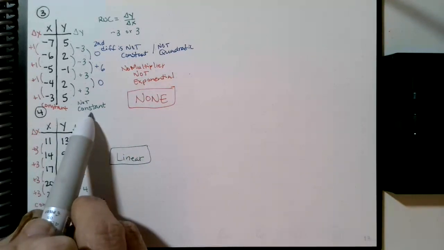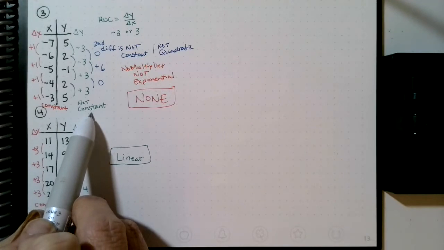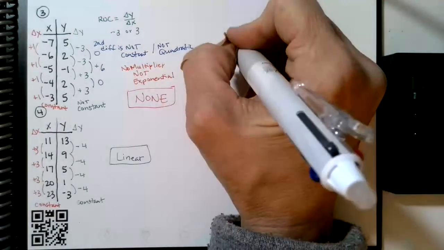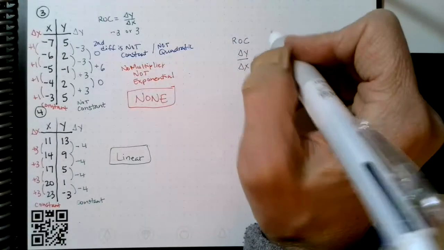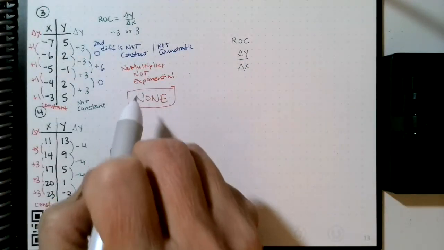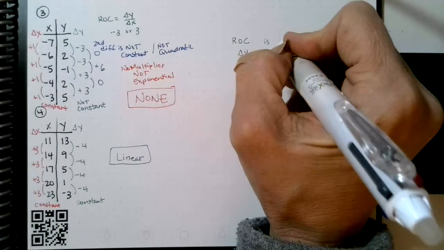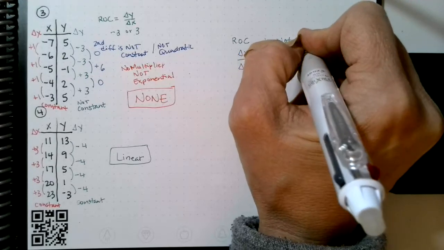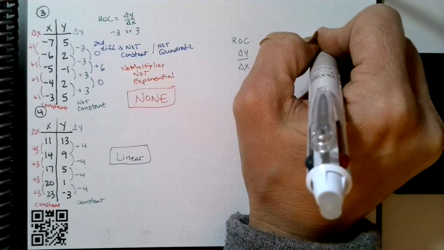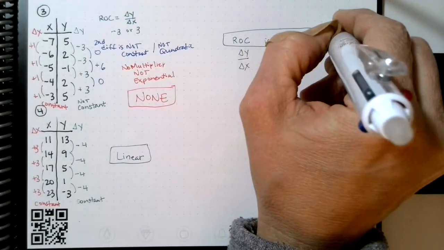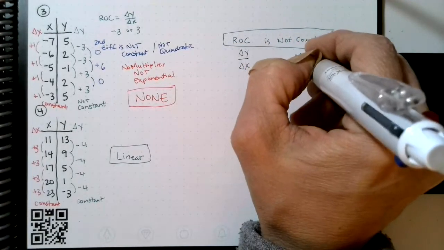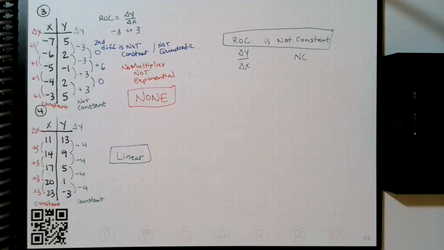So once you see that this is not constant, you can go through and look at the rate of change, being the change in y over the change in x. You can look at each individual one of -1, but as soon as you know it's not linear, you know that the rate of change is not constant. And that's all you have to tell me. There's no number to give unless it's linear. So this is not constant. On your test, we were abbreviating that with NC for not constant.